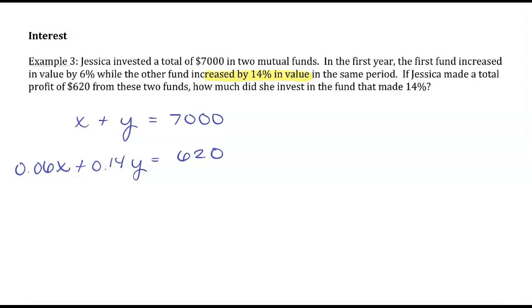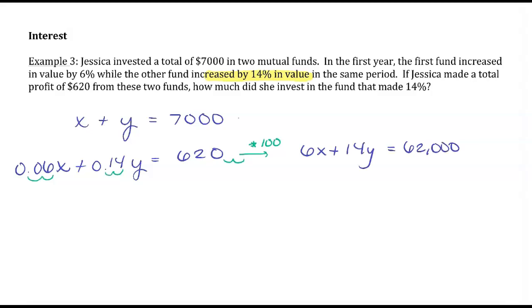Let's start by getting rid of the decimals in the second equation by multiplying everything by 100. Multiplying each term by 100 will move the decimal place over 2 places. So 0.06 becomes 6, 0.14 becomes 14, and 620 becomes 62,000. So we have 6X plus 14Y equals 62,000.